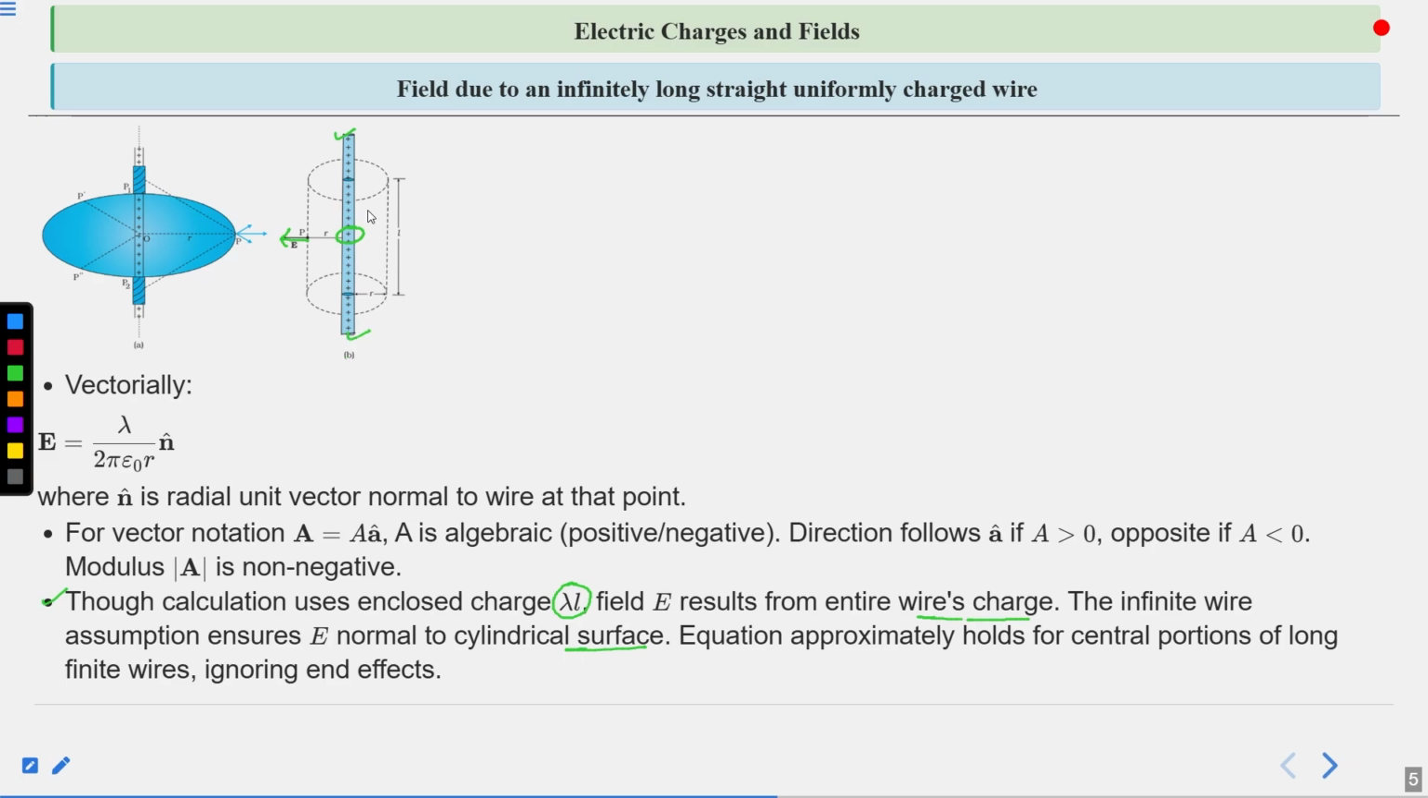Due to this infinitely long straight wire, the electric field due to endpoints is negligible.